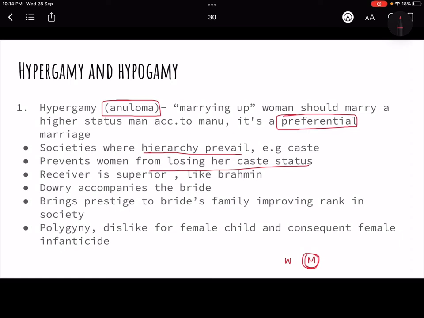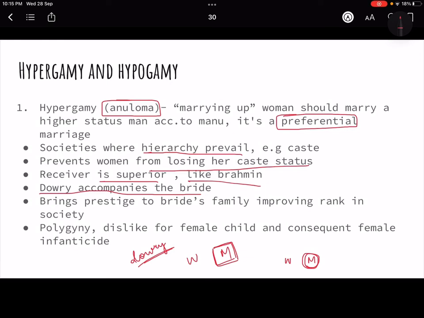Then the receiver is superior, like a Brahmin, obviously. When the woman marries a man from a higher social status, the man and his family would be considered more successful among the two, because they are marrying a woman from a lower caste. Then dowry accompanies the bride. Any marriage of two unequals will happen with some kind of arrangement, and that arrangement would be dowry in this case, because dowry will try to create a certain kind of balance between the two.